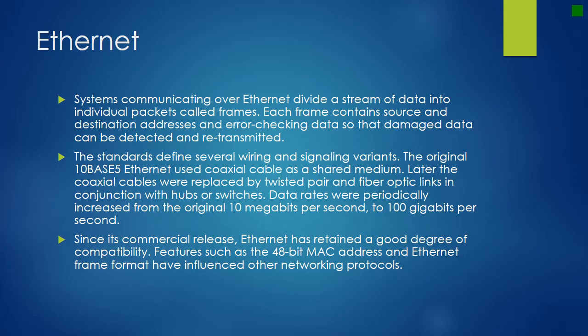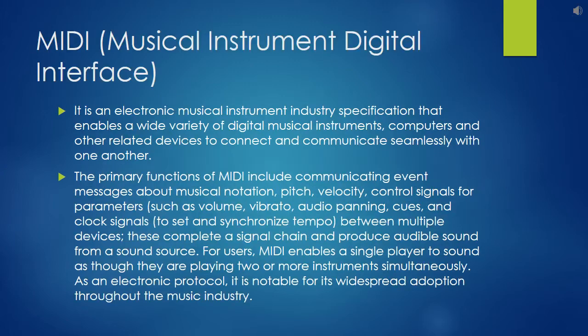The coaxial cable was replaced with point-to-point links connected by Ethernet repeaters or switches to reduce installation cost, increase reliability, and improve management and troubleshooting. Many variants of Ethernet remain in common use. The standards define several wiring and signal variants. The original 10BASE5 Ethernet used coax cable as a shared medium. Since its commercial release, Ethernet has retained a good degree of compatibility. Its features such as the 48-bit MAC address and Ethernet frame format have influenced other networking protocols.